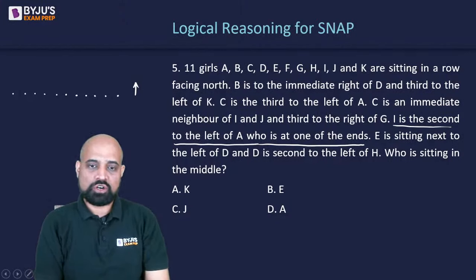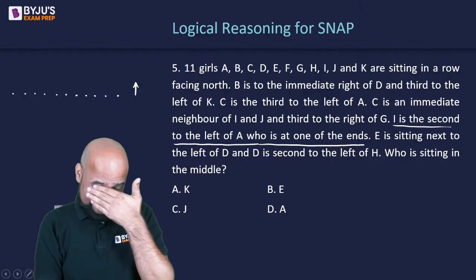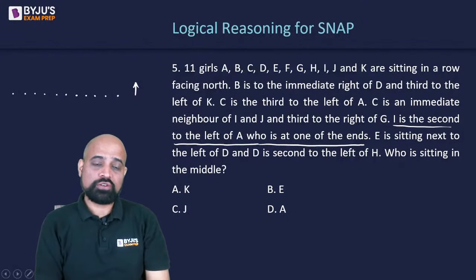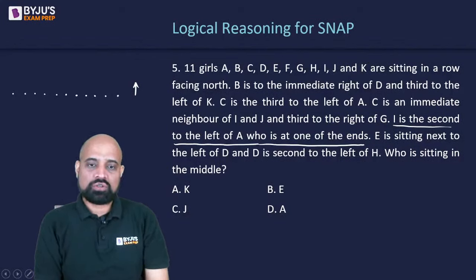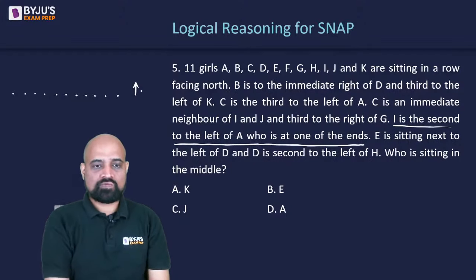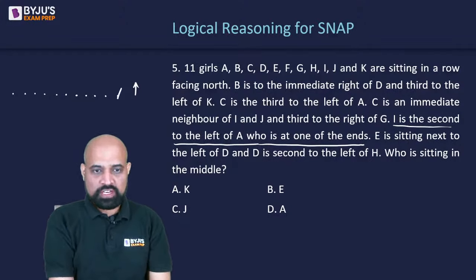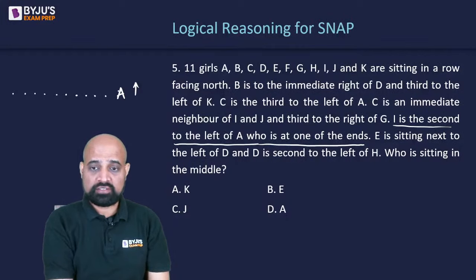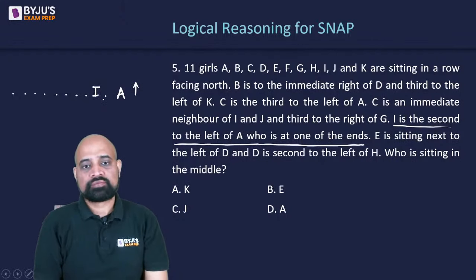There is no comma here. Okay. So I second to the left of A, who is at one of the ends. So if I consider A here, I second to the left. So first left, second left, this is where I should be. So this is what we can think about.